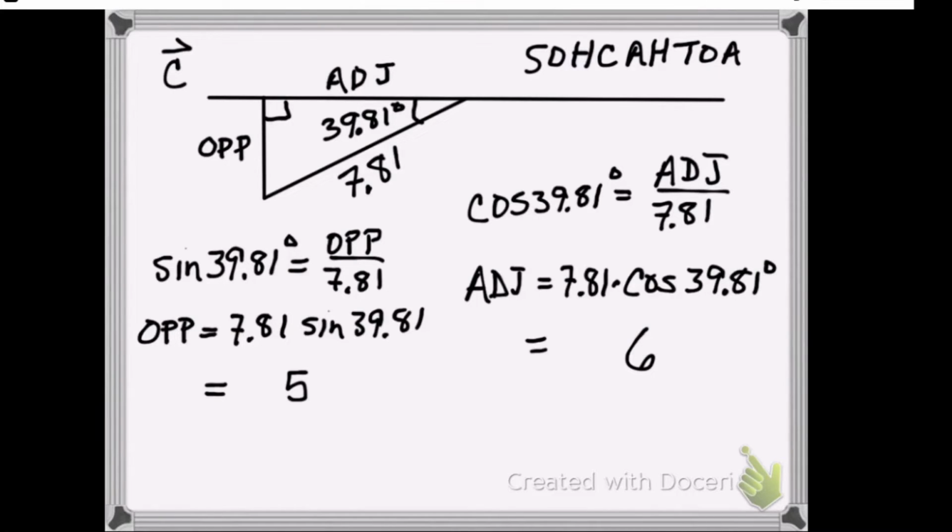Okay, now since the adjacent side is in the x direction, we know that that's going to give us our x component. And since the opposite side is vertical, we know that that's going to give us our y component.